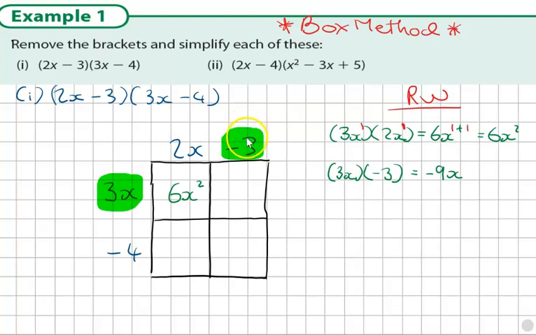Then we go again. We're going to multiply minus 3 by 3x, or 3x by minus 3, and get the same answer whichever way we do it, because multiplication is commutative. 3x multiplied by minus 3 is minus 9x. And that's going to go into this box here.